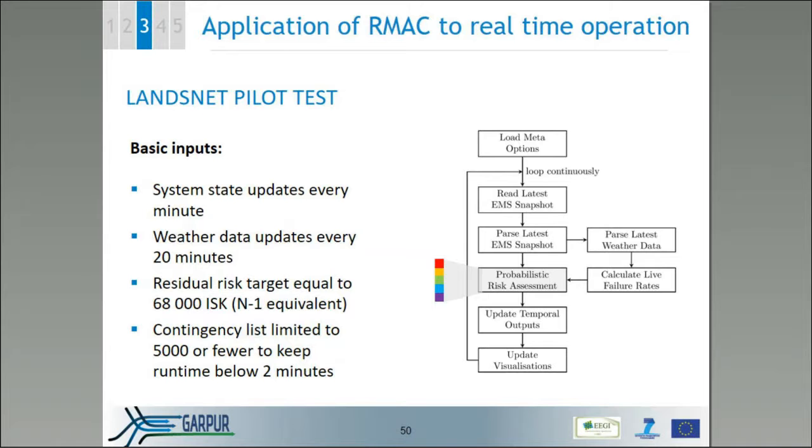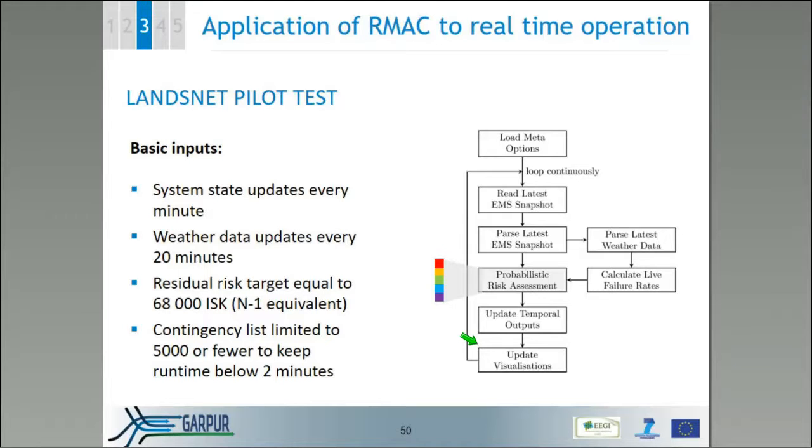And the general methodology of the pilot test is that we read in the latest snapshot of the system state every minute, and then we pass this into a useful format. And we also read in live weather data to then calculate live failure rates. And these are just based on wind speeds at the moment. And then given the live failure rates and the live system state data, we apply the 5 modeling contexts described earlier in our probabilistic risk assessment. And then we update some temporal outputs and create some visualizations for the end user.